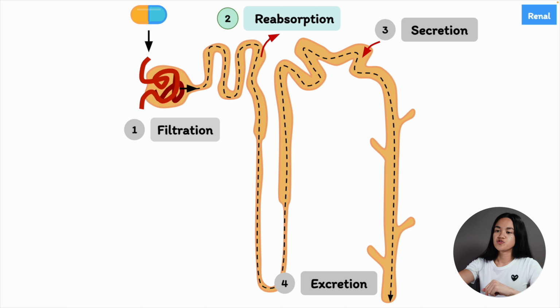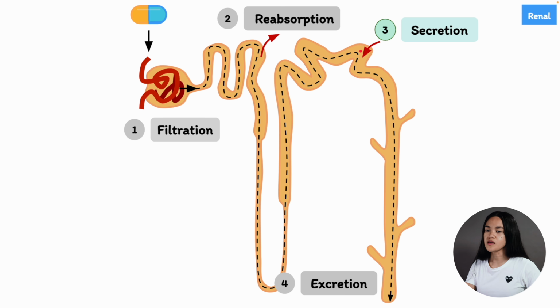But then we have tubular secretion, which is the direct transfer of substances from the bloodstream into the kidney tubules by specific carriers. Now, at the end of these three processes, the drugs or substances that are trapped in the tubules will end up in urine and be excreted that way. That's the overview process. Let's have a closer look at the process of glomerular filtration.